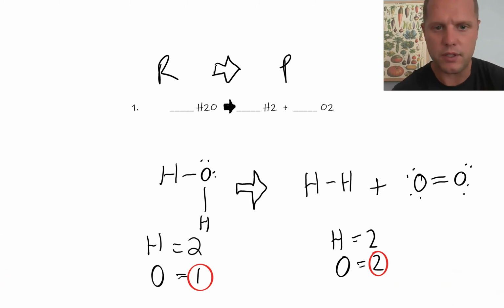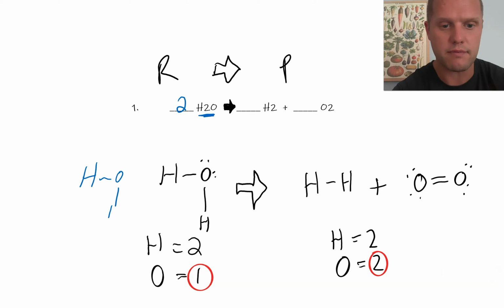Instead, what we have to do is keep the water molecule intact. Don't change the subscript, and put a 2 in front of the H2O. That means that we're going to have 2 waters instead of just 1. Now this is great because it solves our oxygen problem. You can see that I had 1 oxygen, and now I have 2 oxygens, which matches up with the product side, 2 oxygens.